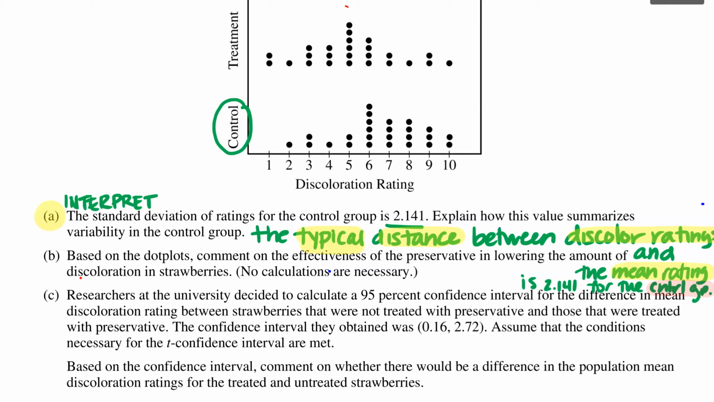All right, part B says, based on the dot plots, comment on the effectiveness of the preservative in lowering the amount of discoloration in strawberries.